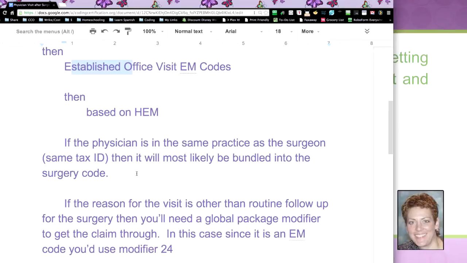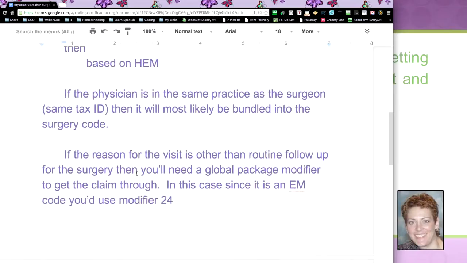Now, I was thinking this through, like trying to think of a realistic example of this happening. If the physician's in the same practice as the surgeon, meaning they have the same tax ID, then it doesn't really matter that they're different physicians, so to speak. It's most likely going to get bundled anyways, because if you picture the same tax ID, the same claim form being sent for that practice for Mrs. Smith's whatever surgery she had, they're going to kick it back as bundled.